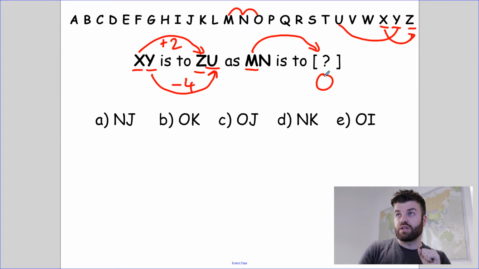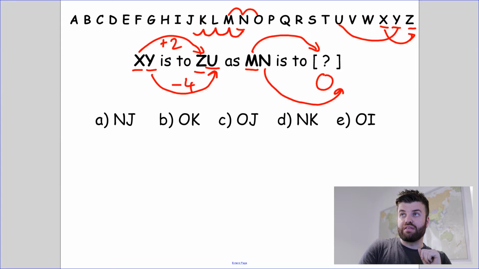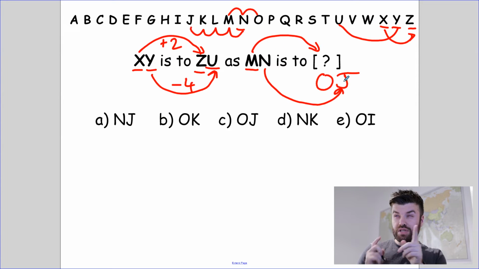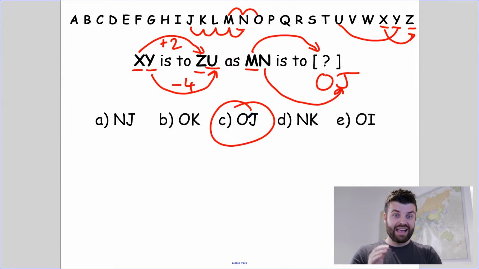1, 2, so it starts with an O. N, we're going to go -4. So we're going to go to N, we're going to do -4. 1, 2, 3, 4. We have a J, O and J, using the same logic as we got given in the first type of code there. OJ is the answer, C is OJ, we mark down C, and we move on.